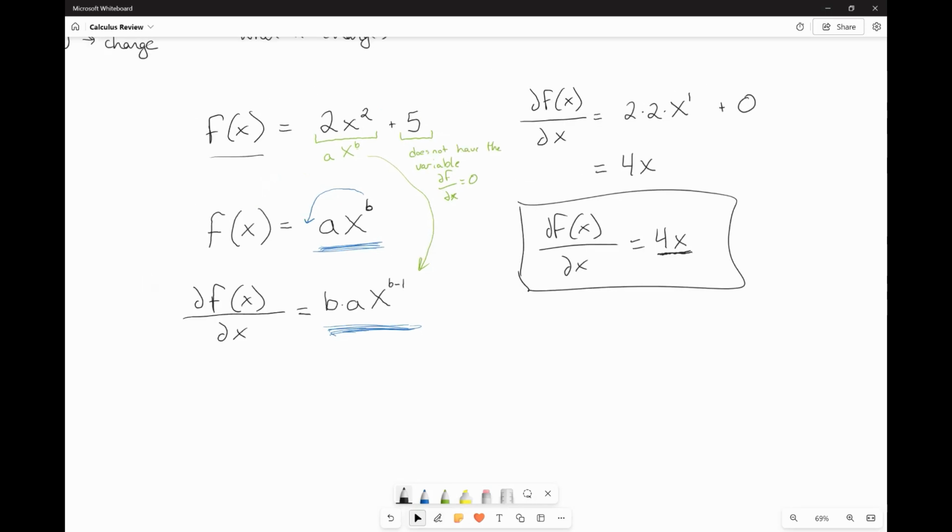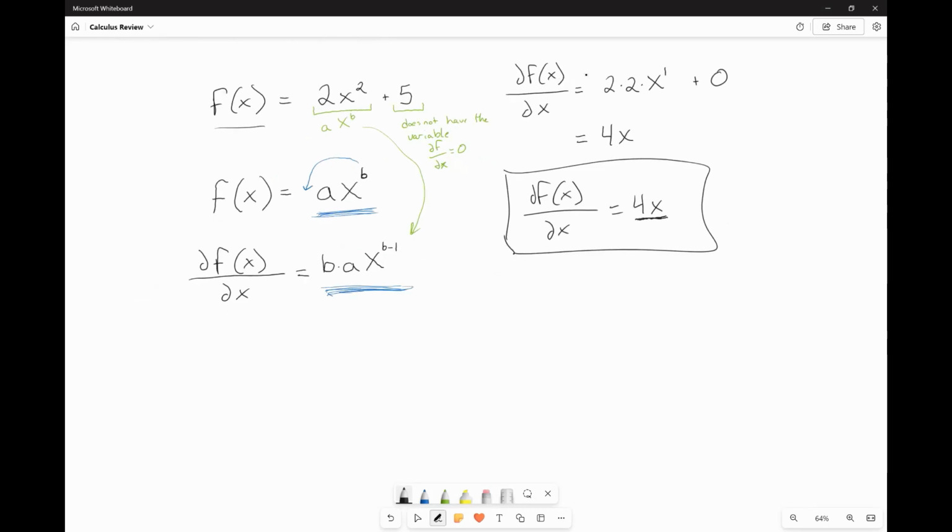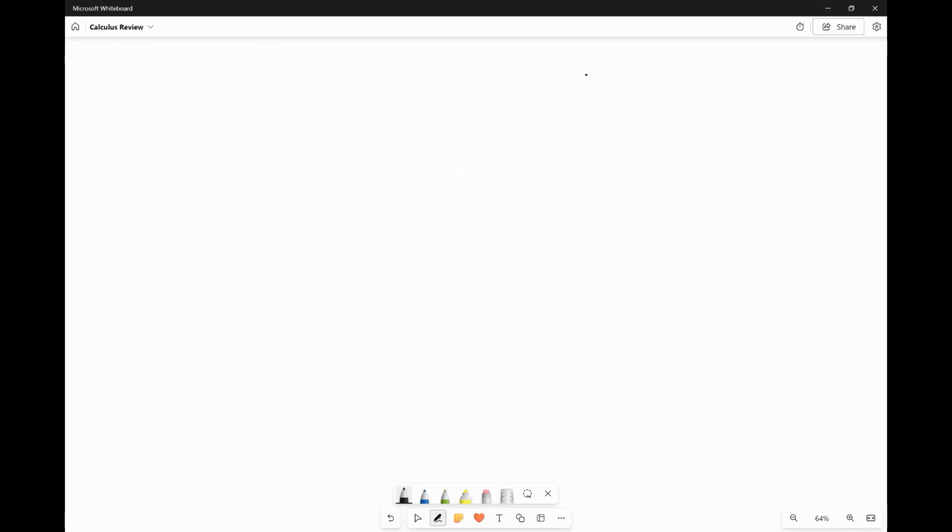Let me do another example just to get practice with the basic structure of taking derivatives. I'm going to write out a longer function here. So here's my function, 4x cubed plus 5x squared minus 10x plus 17. I just made that up.